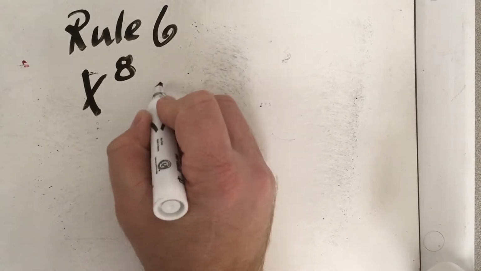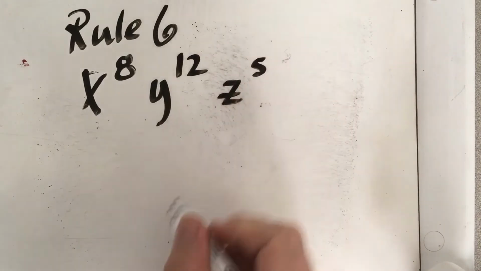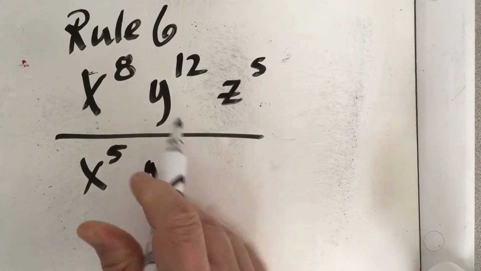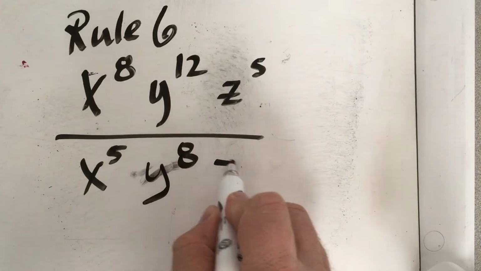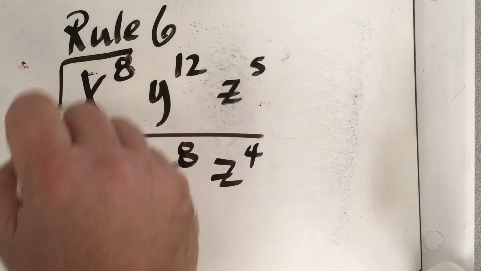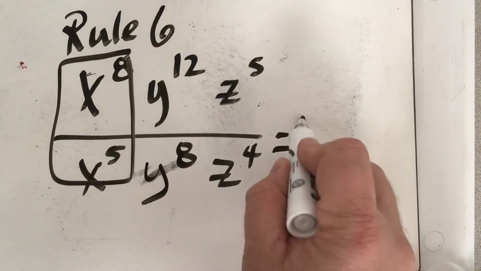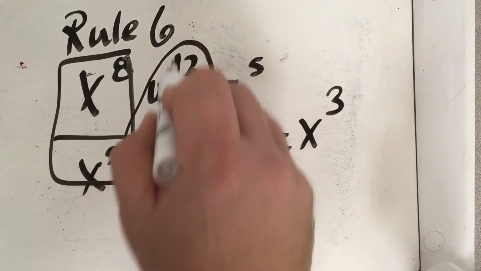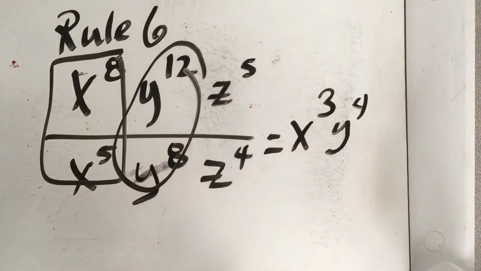Let's say that you had x to the 8th, y to the 12th, z to the 5th being divided by x to the 5th, y to the 8th, and z to the 4th. Well, if you just focus on like bases, your answer is going to have x to the 3rd, because the rule is to subtract. Your answer is going to have y to the 4th, because again we subtract.